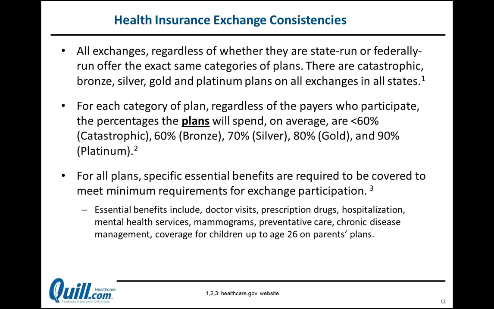For all plans, you're also going to find a consistency that the benefits required at a minimum to be in the plans are pretty much the same. That is, they all include prescription drugs, doctor visits, hospitalization, mental services, mammograms, preventative care, chronic disease management, coverage for children up to age 26 in their parents' plans, etc. So these are some of the clear consistencies in the plans.